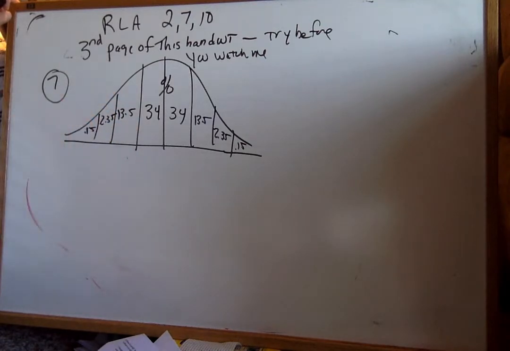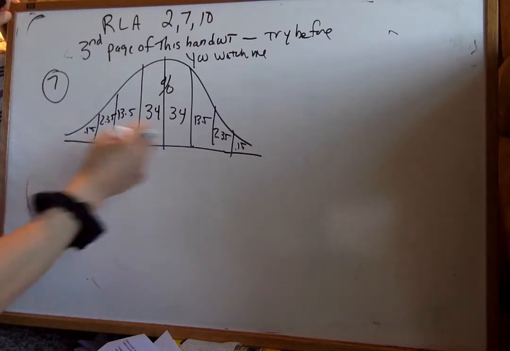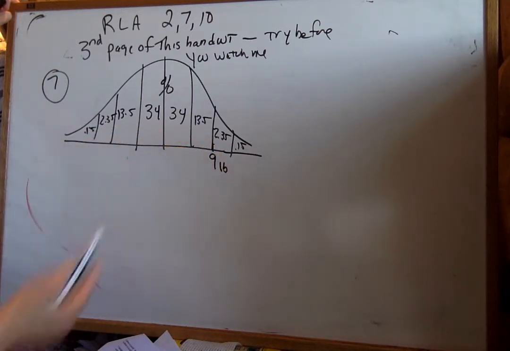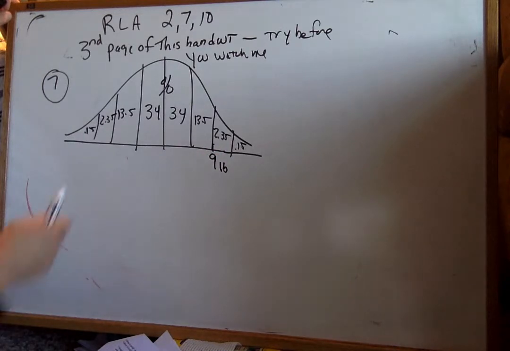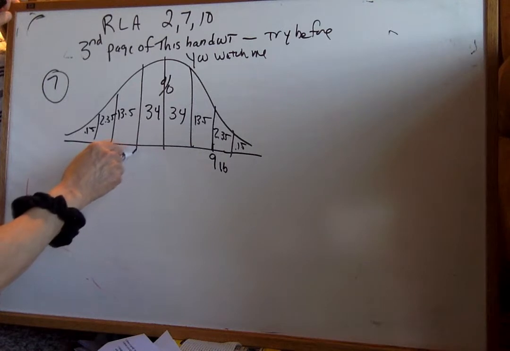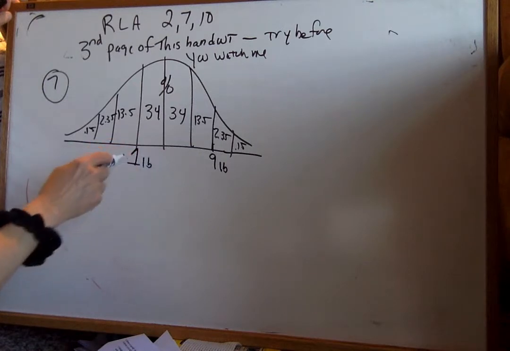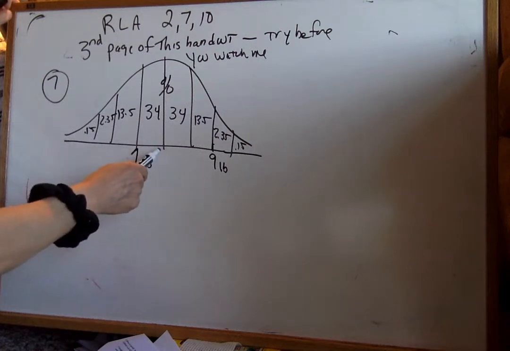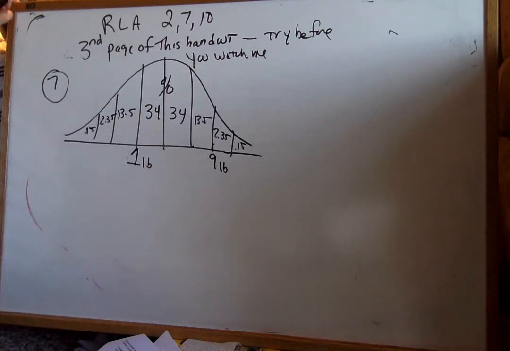All right, 2.5% weigh above 9 pounds. So this is the 9 pound mark. And then 16% weigh below 1 pound. So this must be the 1 pound mark. And 16% are below it. And yes, they're asking for the mean and the standard deviation.